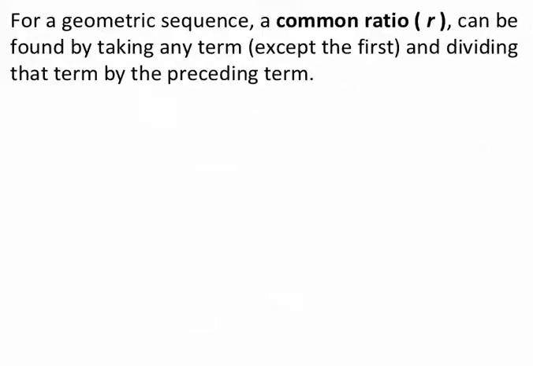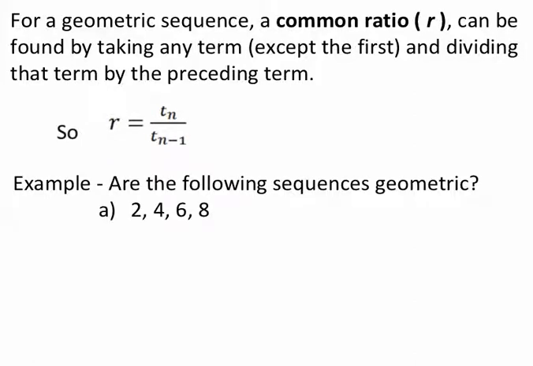So we can use this information for any geometric sequence, because for any geometric sequence, the common ratio r can always be found by taking any term, except for the first, and dividing by the preceding term. So we could use a situation like this. The common ratio is just t to the n, whatever term you want, divided by its previous term, and that will always get you the common ratio.